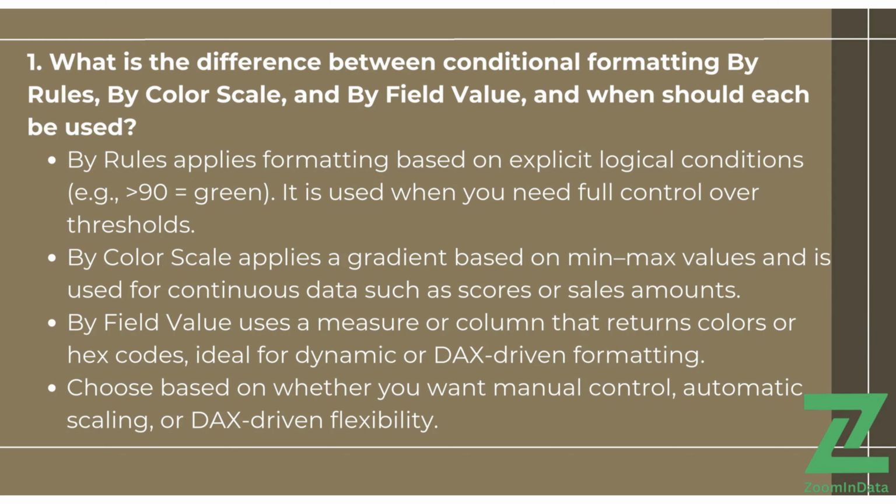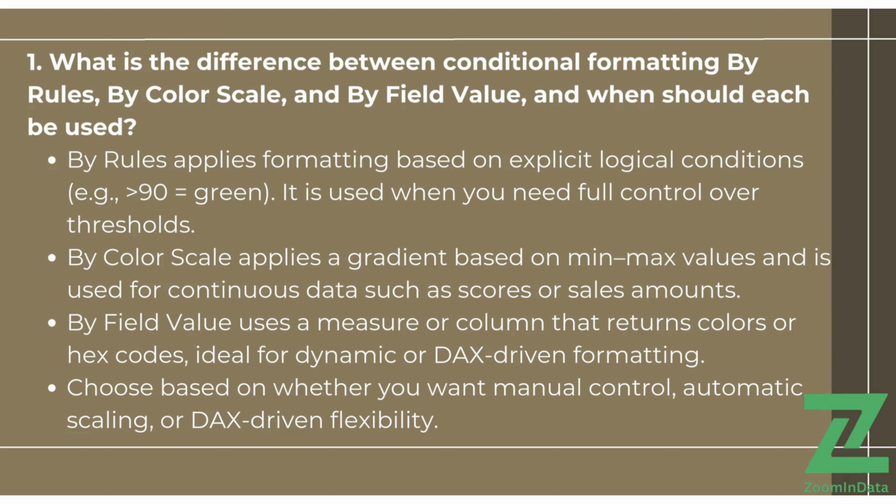First question: what is the difference between conditional formatting by rules, by color scale, and by field value, and when should each be used? By rules applies formatting based on explicit logical conditions. For example, greater than 90 equals green. It is used when you need full control over thresholds.